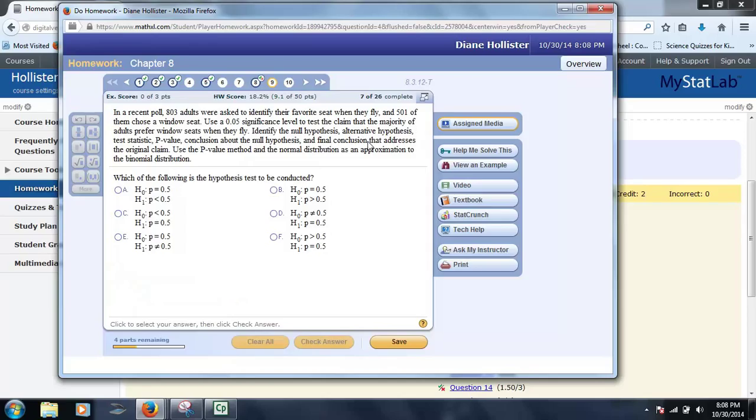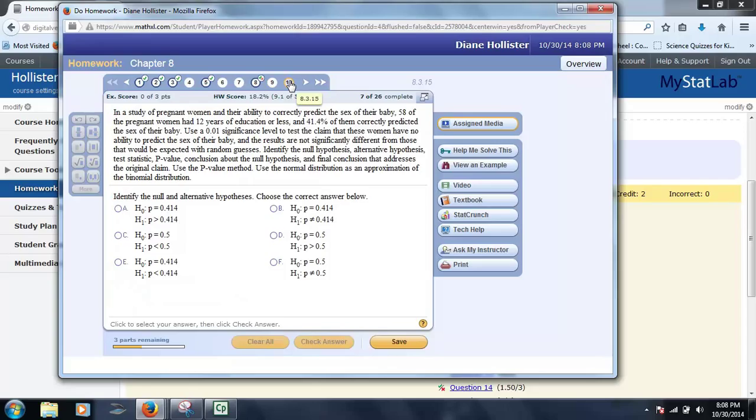Similar type of problem. Test the claim that is given, 501 out of 803. The majority means we're going to start off with 0.50 and then greater than 0.50 as our alternative. So we'd be choosing option B, and we would be running the same test that we just used in StatCrunch. Similar sort of problem, again, a proportion. Recall that your null hypothesis always contains a statement about equality, and then your alternative is the claim for the problem.